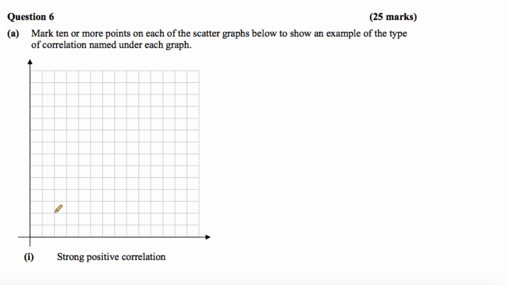So we could have 1, 2, 3, 4, 5, 6, 7, 8, 9, 10. You can see there they're fairly close together and they're going from the bottom left up to the top right. That's a strong positive correlation.